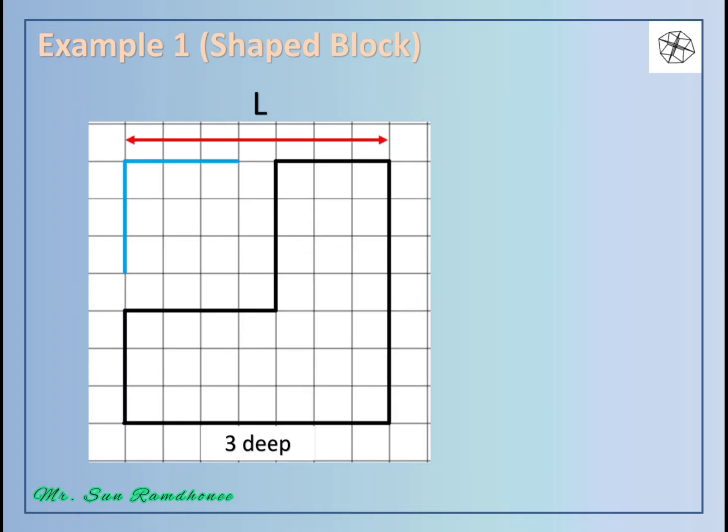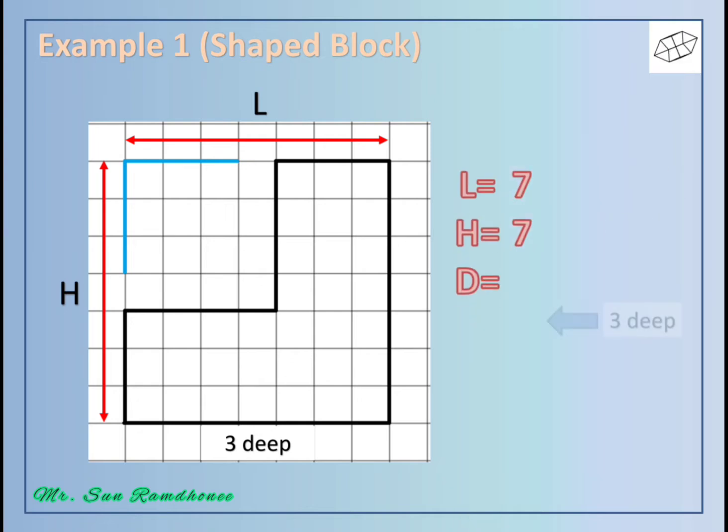We know that the length is the horizontal distance and the height is the vertical distance. We have to count the squares for both the length and the height, which is 7 and 7, and the depth is 3.